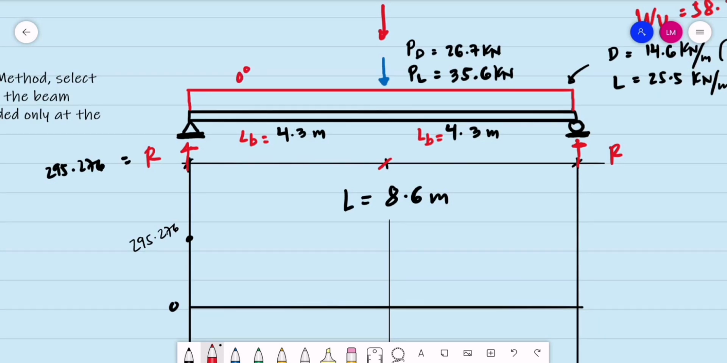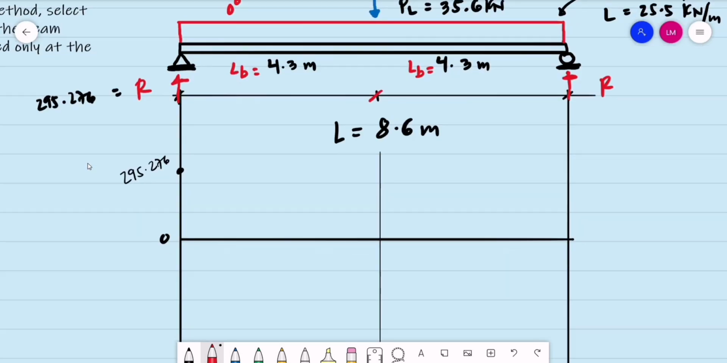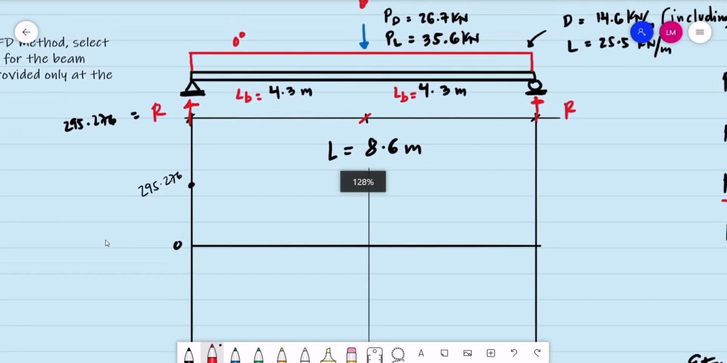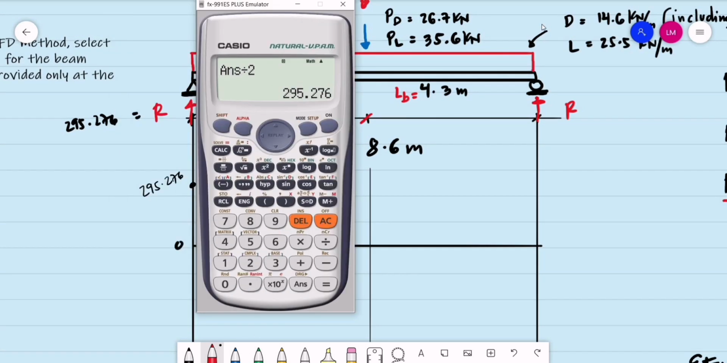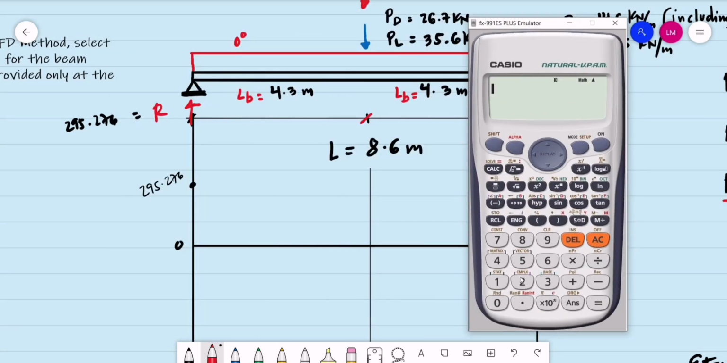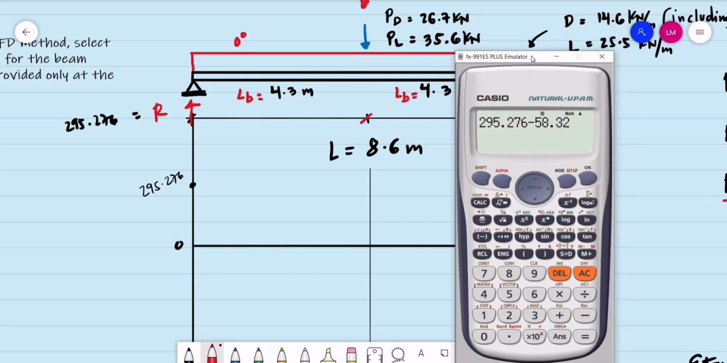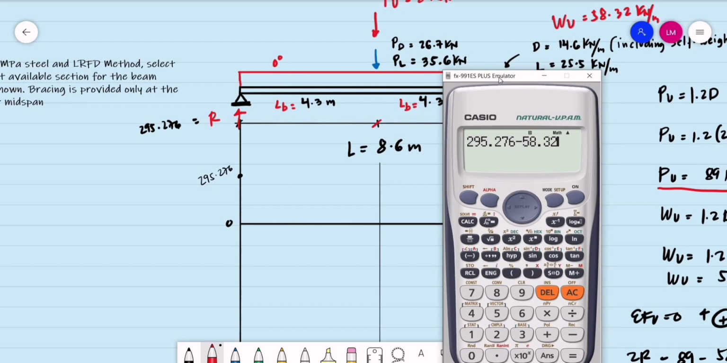Our loading here is a 0 degree load, so our next diagram should be first degree. That will be 295.276 less 58.32, that is our uniform load, multiplied by the span, which is equal to 4.3 meters. And that is equal to 44.5 kilonewtons.